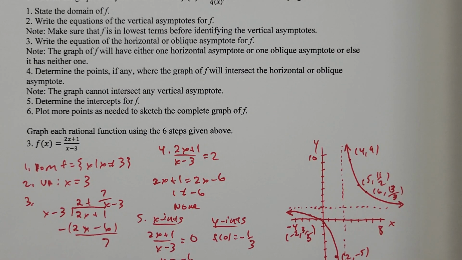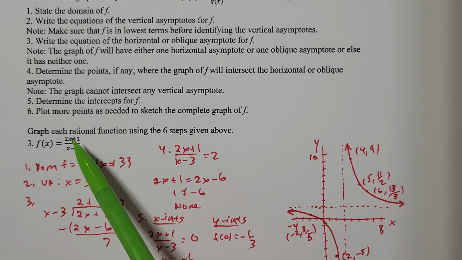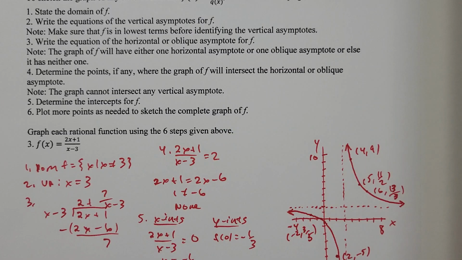Step 3, I need to write the equation of the horizontal or oblique asymptotes. The degree of the top is 1, and the degree of the bottom is 1. Whenever the degree of the top is the same as the degree of the bottom, like it is here, I need to divide to get the equation of the horizontal asymptote.